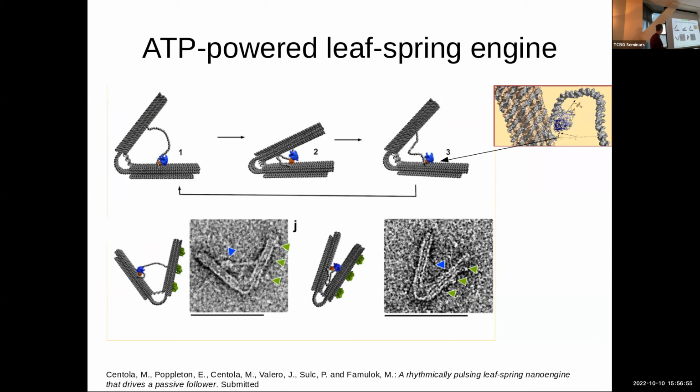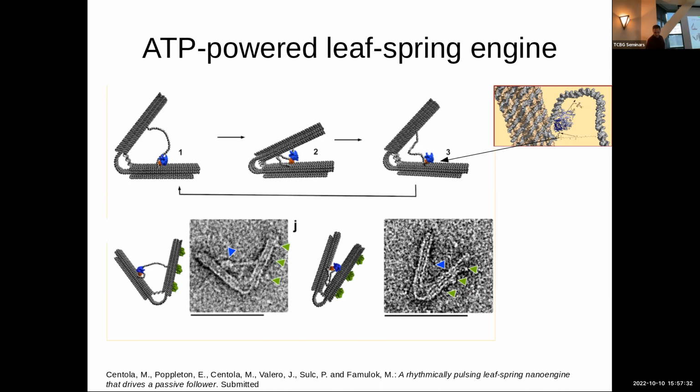He has what he calls an ATP-powered leaf spring engine. This is a DNA hinge. He has a T7 polymerase, which is covalently cross-linked to this bottom DNA brick. And there's a DNA which codes for a particular RNA, and there is a stop codon later on. So the polymerase goes along the DNA until it hits the stop codon, then it falls off and binds again to the start and starts transcribing. So it basically goes in a cycle, opening and closing.